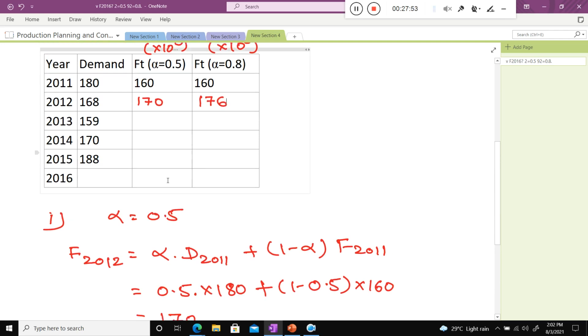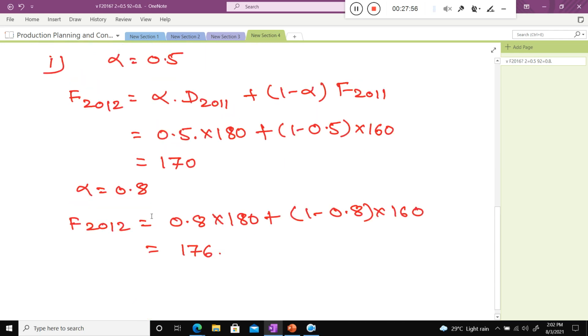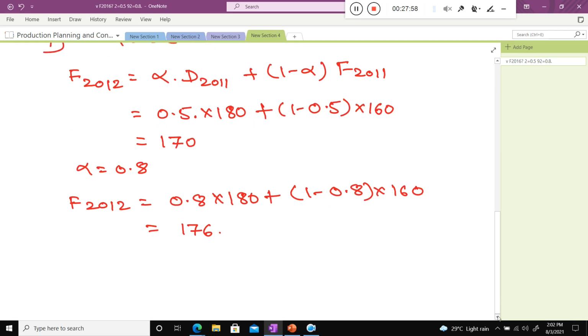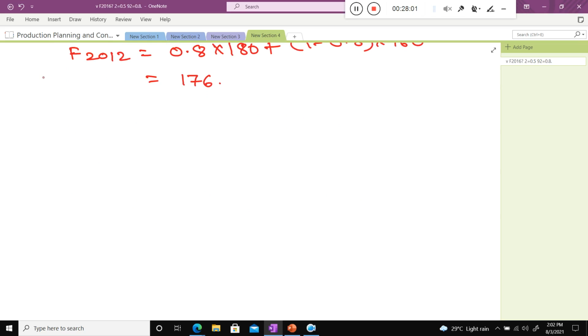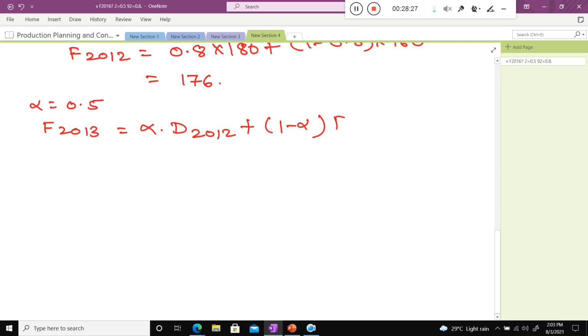Okay, now I need to calculate the forecasting for 2013. So F 2013, and assume that alpha is equal to 0.5 in the first condition. For 2013 forecasting, alpha into demand I need to multiply, that is the 2012, plus 1 minus alpha, what will be the forecasting of 2012.